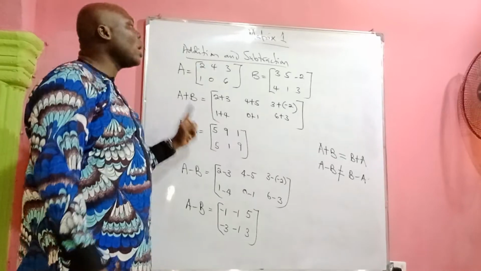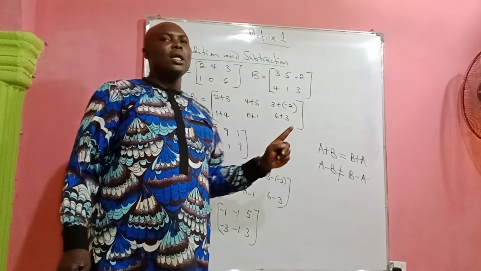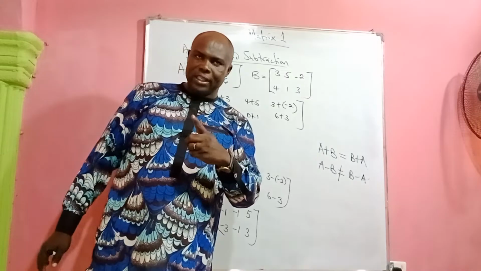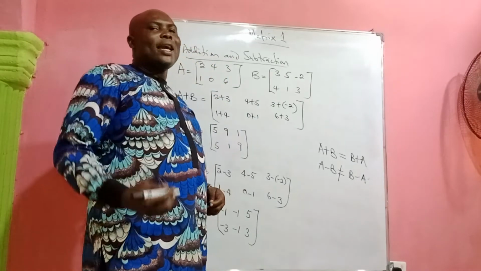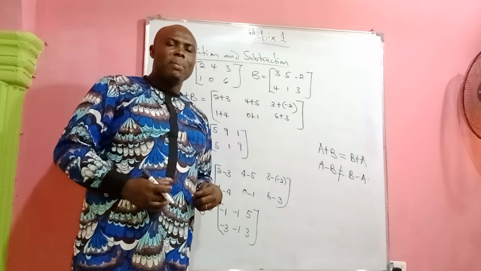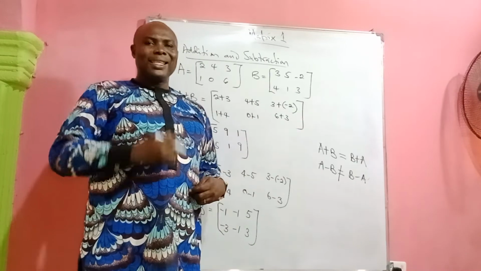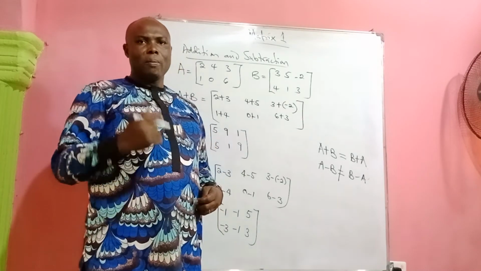And remember, to add or subtract 2 matrices, the 2 matrices must be of the same order. In the next slide, we'll be dealing with multiplication of matrices, which we have the scalar multiplication and vector multiplication.